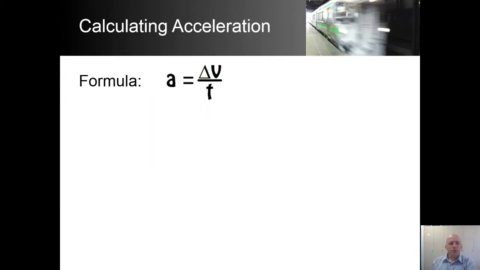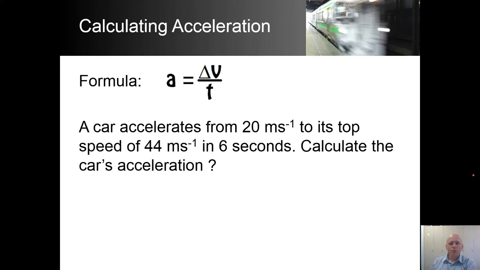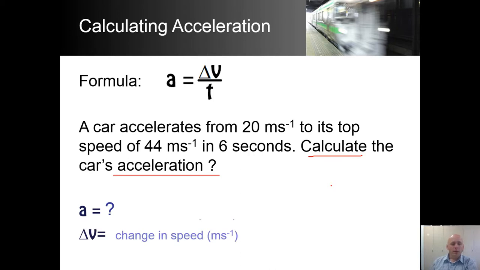Alright, let's try a sample problem. A car accelerates from 20 meters per second to its top speed of 44 meters per second in 6 seconds. Calculate the car's acceleration. It's increasing speed from 20 to 44 meters per second. Acceleration is what we're looking for. Delta v, change in speed, goes from 20 to 44, so we find the difference between those two. It's an increase in speed, so we're going to have a positive number. 44 minus 20 is 24 meters per second.